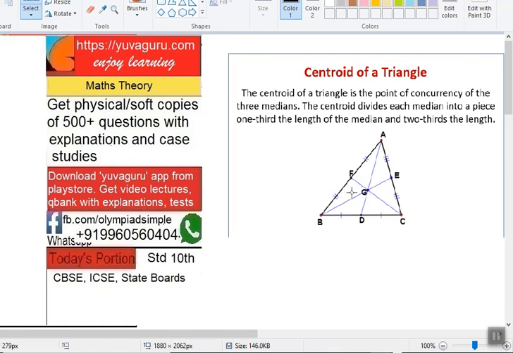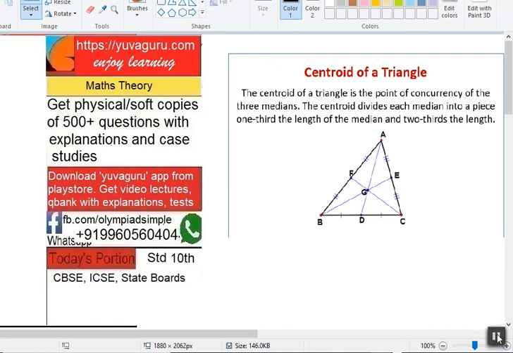Now what is the specific quality of this centroid? This point G divides the line AD in the ratio 2:1. Means this is 2 and this is 1. Suppose the length of AD is say 9. So this will be 6, this will be 3. If it is say 12, then it is 8 and 4. Similarly for others. So the centroid of a triangle is a point of concurrency. Concurrency means where all the 3 medians meet. The centroid divides each median into pieces of 1/3 of the length of the median and 2/3 of the length. This is 1/3, this is 2/3. So this is the centroid and median.